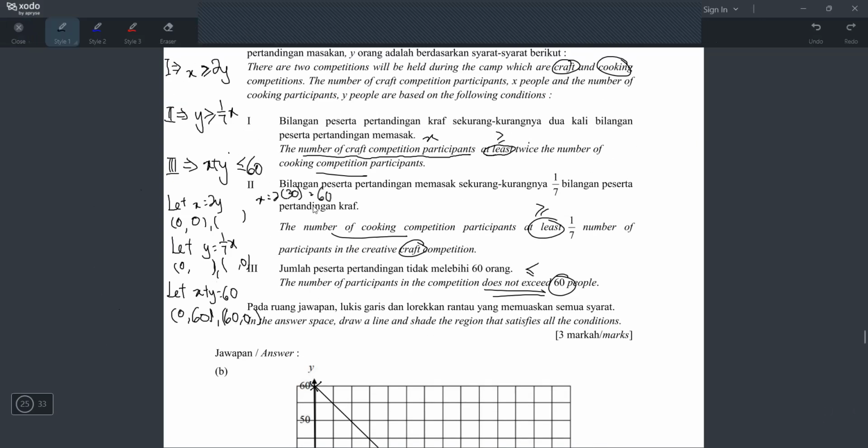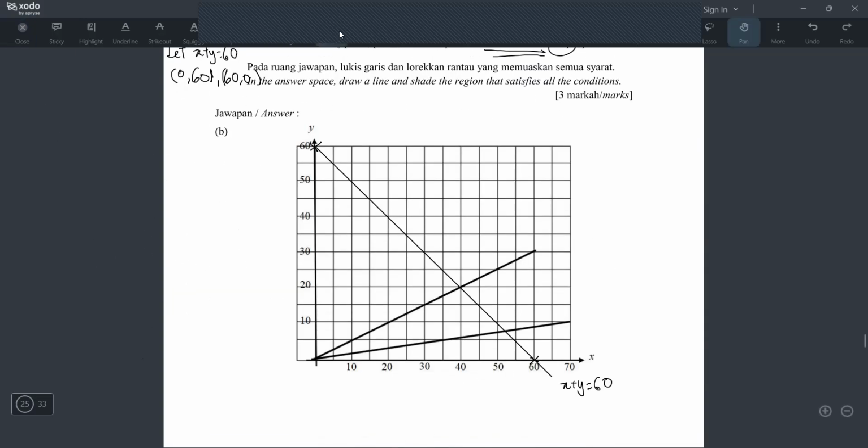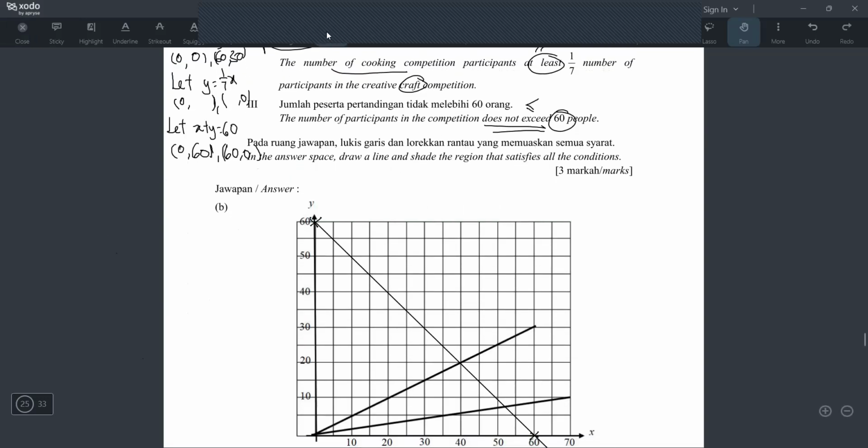Okay, 2 times 30 is 60. But don't forget 60 is the x. So the point is 60, 30. Not 30, 60, 60, 30. So let's go and find 0, 0, 60, 30. And then that will be the x equals to y. 0, 0, 60, 30 dekat mana? 0, 0 dekat sini. 60, 30 dekat sini kan? So it means this line is the x equals to y punya garisan.